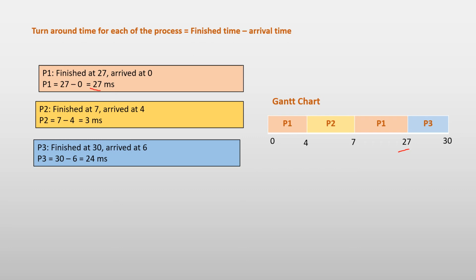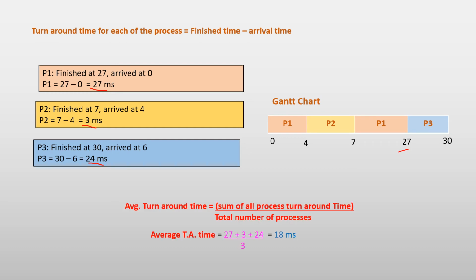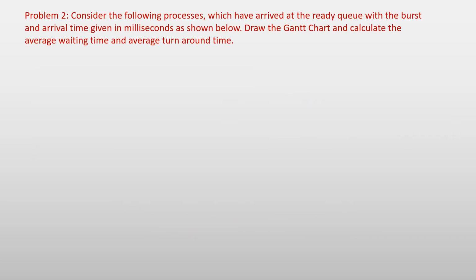So the total is 27 milliseconds. For P2, it is 3 milliseconds and for P3, it is 24 milliseconds. So the average turnaround time is 18 milliseconds.